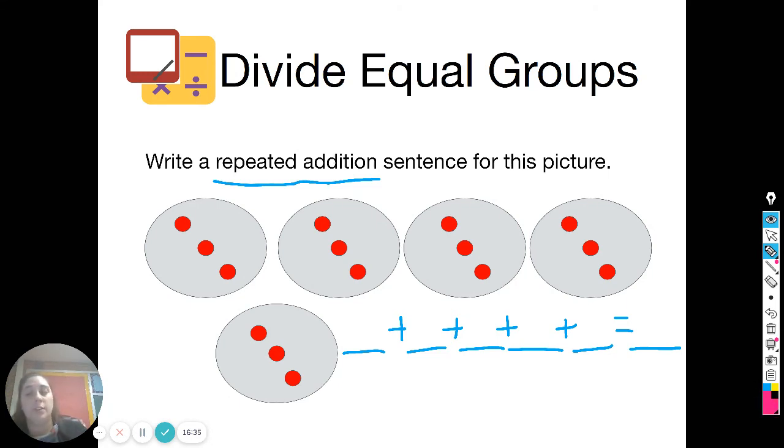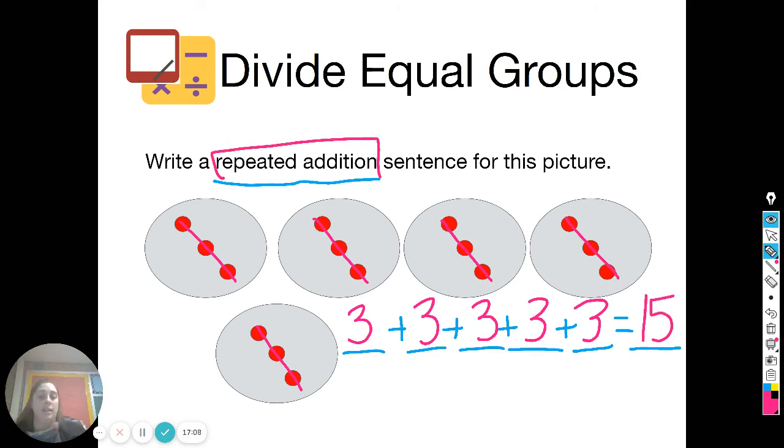Okay, so we notice that there's 3 dots per group, so that means that we're going to be adding 3 over and over again. 3 plus 3 plus 3 plus 3 plus 3. Now here's where it comes in handy to know how to skip count by 3s. Count with me, ready? 3, 6, 9, 12, 15. 3 plus 3 plus 3 plus 3 plus 3 equals 15. And that is our repeated addition sentence. Go ahead and erase.